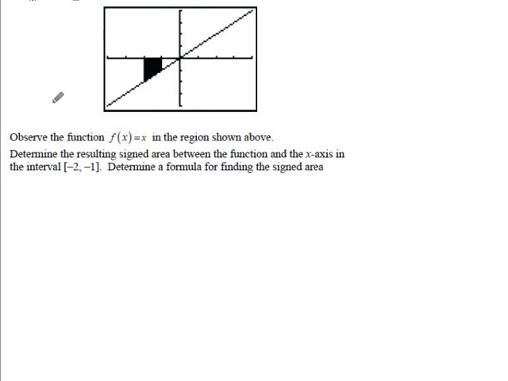Okay, another area problem for us. They tell us to observe the function f of x equals x, so y equals x. That means this line contains points like (1, 1), (2, 2), (3, 3), (4, 4), and so on. And they want us to find this shaded area here.